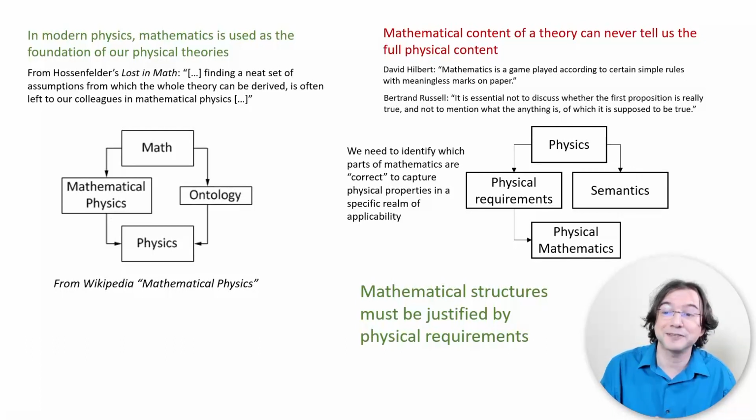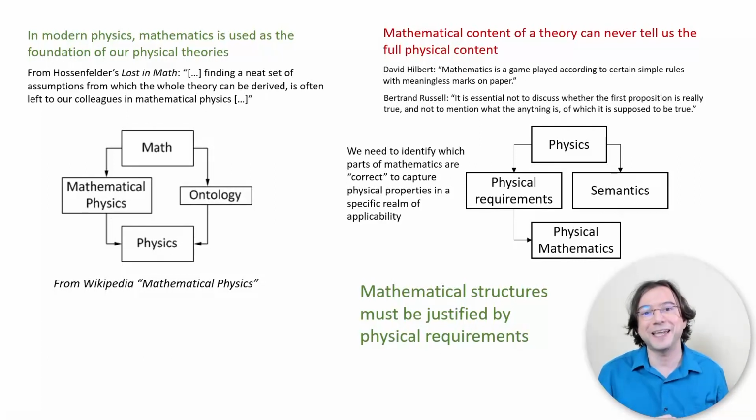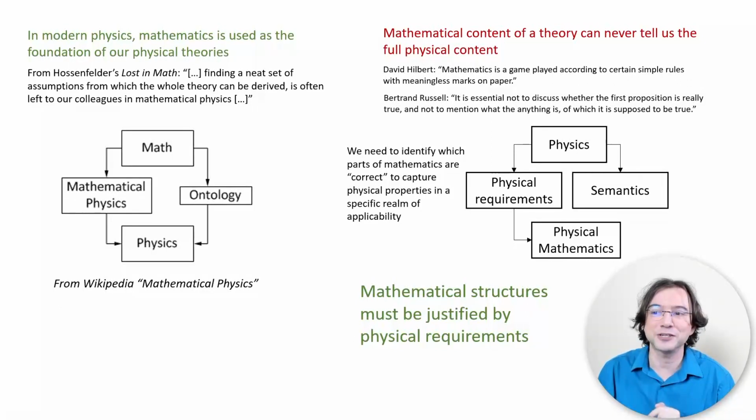And Bertrand Russell, who also worked a lot in the foundations of mathematics, says that it is essential not to discuss whether the first proposition of a formal system is really true, and not to mention what the anything is of which it is supposed to be true. So one of the ways that mathematics has become precise is essentially to strip away meaning and to just talk about manipulations of symbols. And this is because if you keep meaning inside, you can use meaning to create paradoxes. And then if you have paradoxes, of course, your logical system becomes shaky. And the way the mathematicians solve this is to just remove the meaning and just talk about symbols.